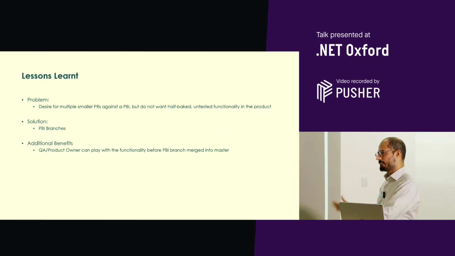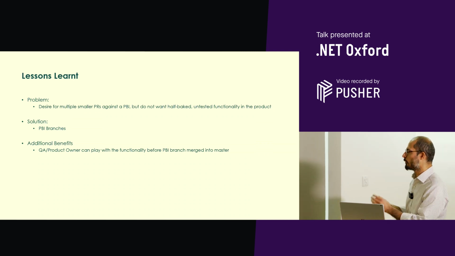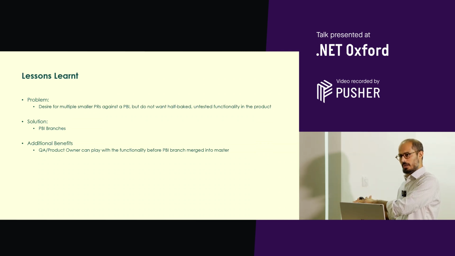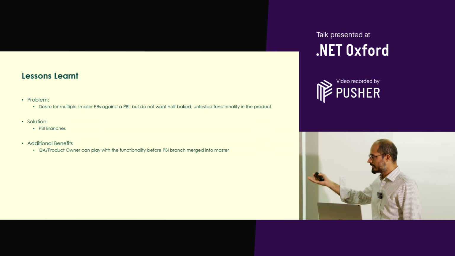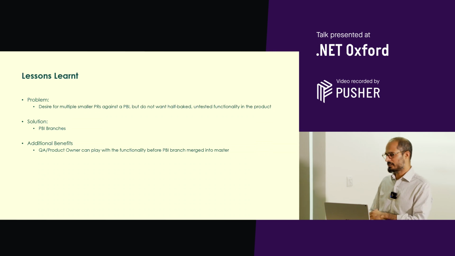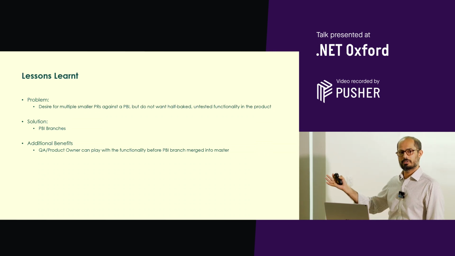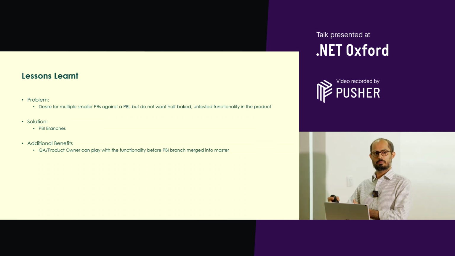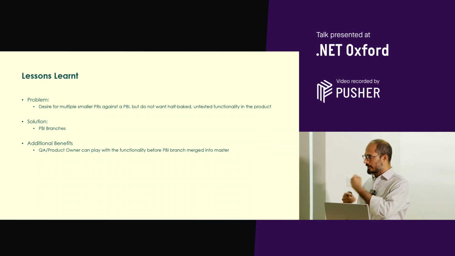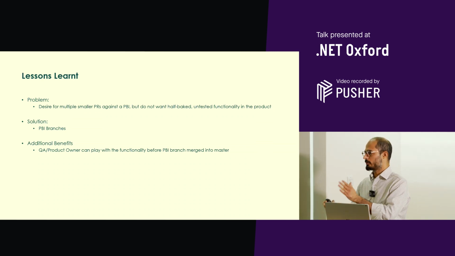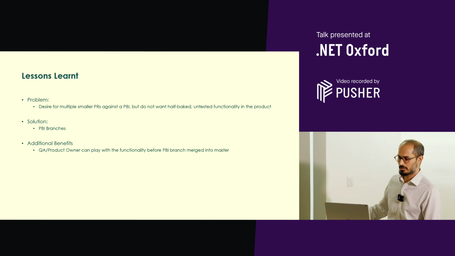Because now we are getting efficient, we are doing more in a PBI. We want smaller PRs. So that would mean multiple PRs against a PBI. But that may mean if it's not finished, you do not want underbaked, half-baked, or untested functionality in the product. So we are looking at PBI branches, which is very similar to feature branches. But the additional benefit that we didn't envision at the time is now the QA or product owner can look at the functionality implemented in the PBI branch, test it, and if they are not happy, it doesn't go into the master at all. So it has that no-go gateway, which is an additional benefit.